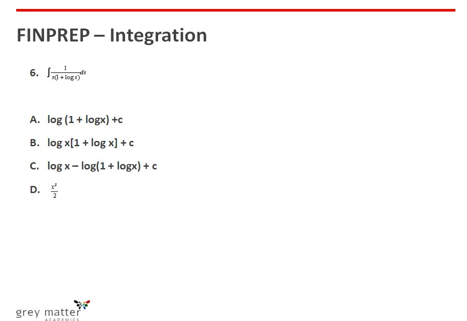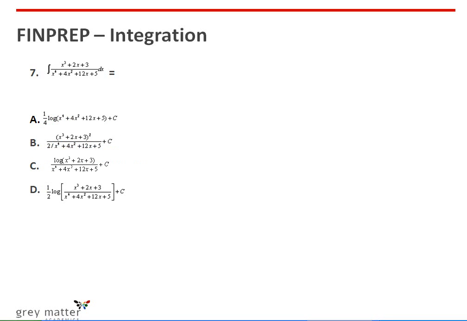Going back to our PowerPoint presentation, it is option A, which says log of 1 plus log x plus c or k, the constant. 7th problem, integral of x cube plus 2x plus 3 divided by x power 4 plus 4x squared plus 12x plus 5 dx.